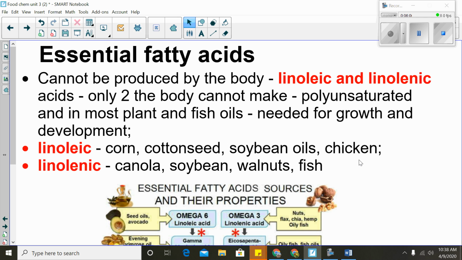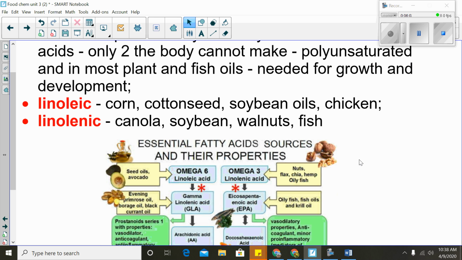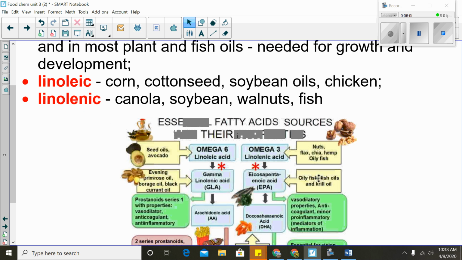But if they're in most plant and fish oils, you're probably eating these in your diet without even thinking about them. So linoleic would be found in corn, cottonseed, soybean oils, and chicken. Linolenic would be in canola, soybean, walnuts, and fish.